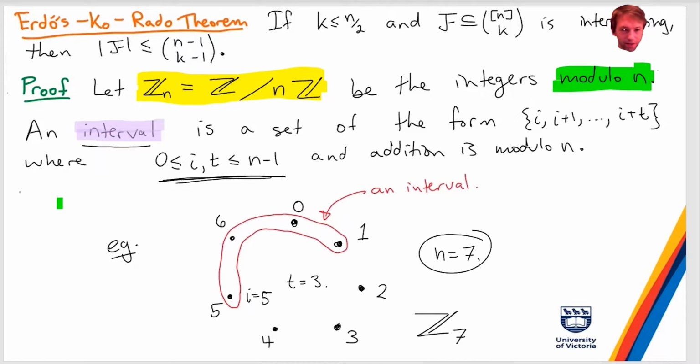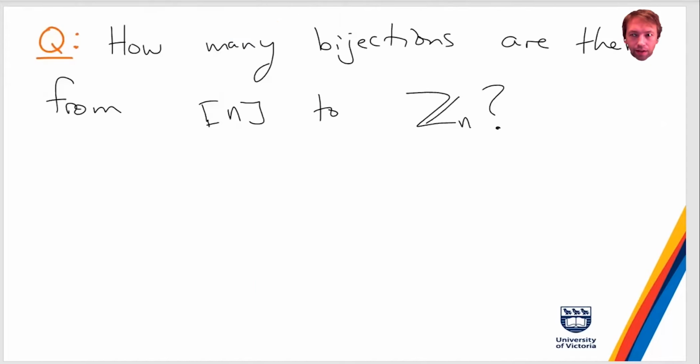So far, nothing to do with intersecting families, but we're just setting up the definitions that we're going to need. Here's a question for the audience. How many bijections are there from 1 up to n to the integers mod n? First of all, hopefully there is a bijection, so they have the same size. But how many bijections are there?